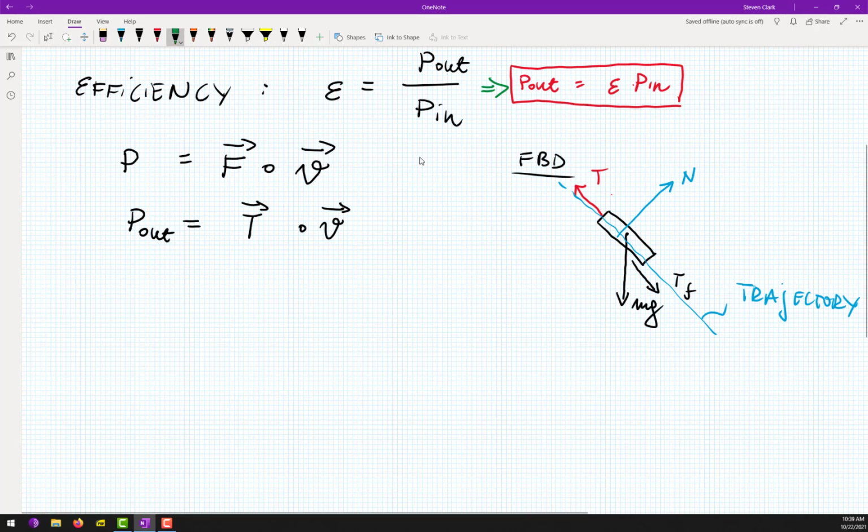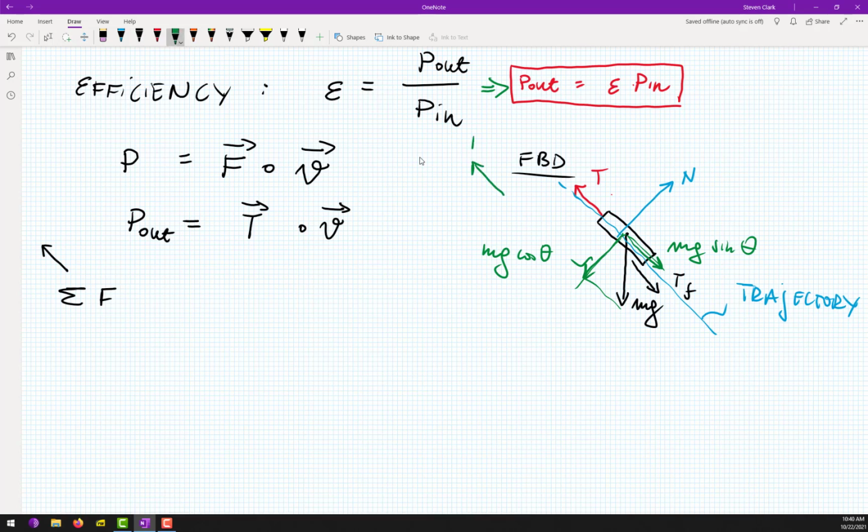So let's just project mg very quickly. This will be mg sine theta. This will be mg cosine theta. Okay, sum of forces along this direction. Let's say whatever letter you like. Let's say p direction. No, p is taken. So let's say xi.